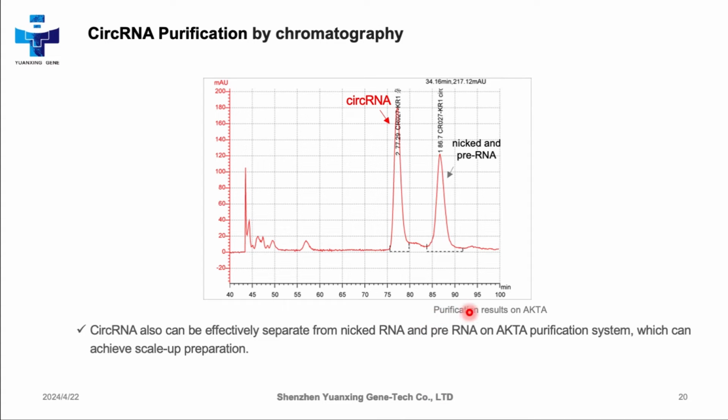From this AKTA spectrum, we can clearly see two distinct peaks with a high degree of separation. By analyzing the samples collected from the respective peaks, we can conclude that the front peak is the circRNA and the back peak is the impurity RNA.